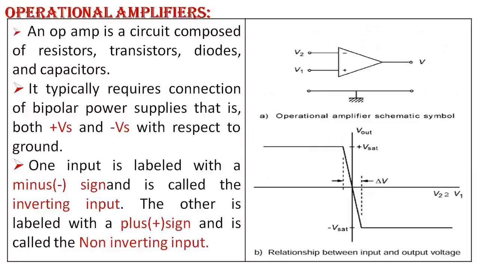An op-amp is a circuit composed of resistors, transistors, diodes and capacitors. It typically requires connection of a bipolar power supply, that is plus Vs and minus Vs with respect to ground. One input is labeled with a minus sign and is called the inverting input, and the other is labeled with a plus sign and is called the non-inverting input.